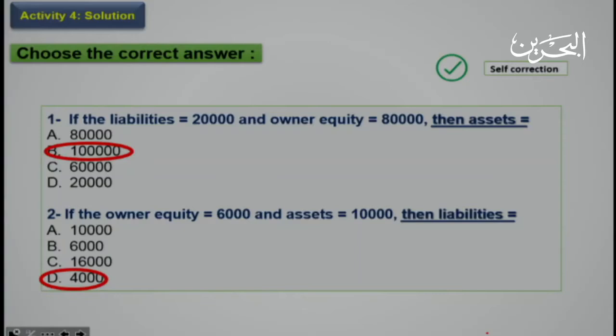The owner equity is 80,000. So how can we get the assets? The missing figure is the assets. So our answer is 100,000. How can we get this answer?